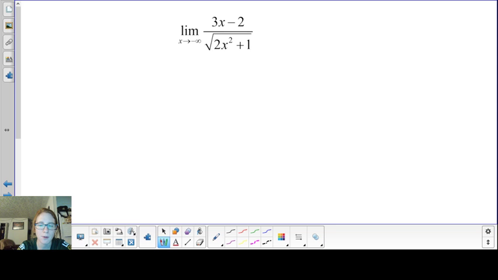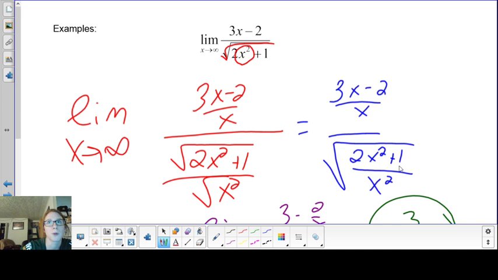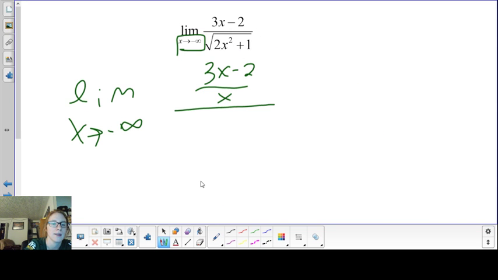Alright, now I know this one looks like the exact same problem, but the difference here is that we're approaching the negative. So we're going to set it up the same idea. Limit as x approaches negative infinity of 3x minus 2 over x divided by, now we talked about how we couldn't bring it in until we divided, but we know we're going to be dividing, so we don't need to do this extra step. So I'm going to go ahead and, because we're dealing with the negative, I need to stick a negative sign on there. So negative square root of 2x squared plus 1 over x squared.